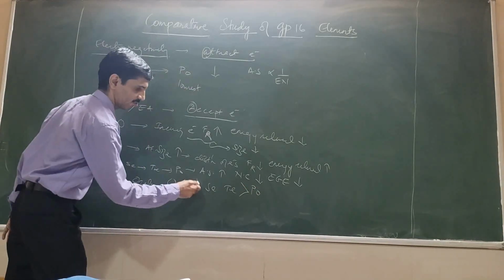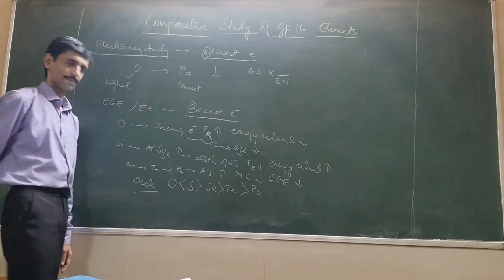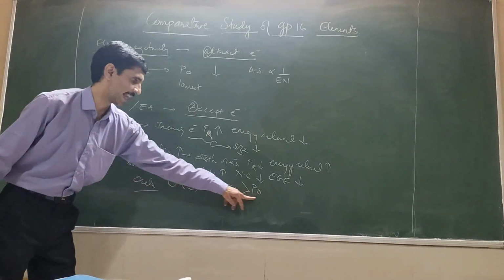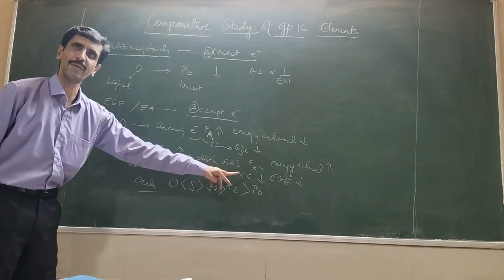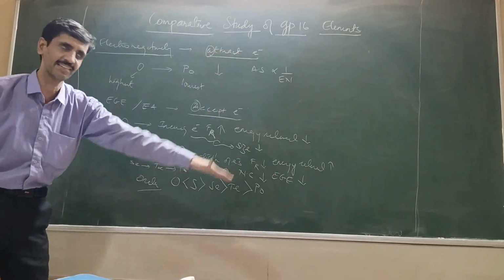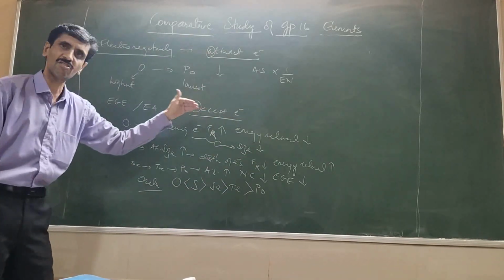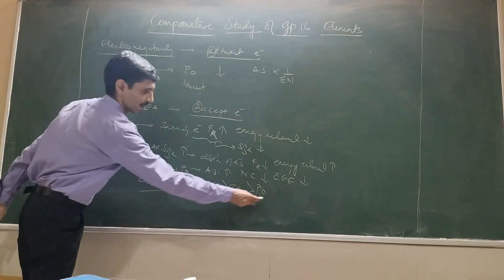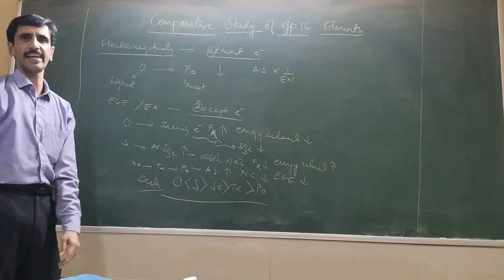What is going to happen is a continuous decrease in the energy release, because the simple reason is size goes on decreasing. With that, the nuclear attraction decreases. Attraction comes, acceptance less. So this is, my dear friends, the order of electron gain enthalpy.